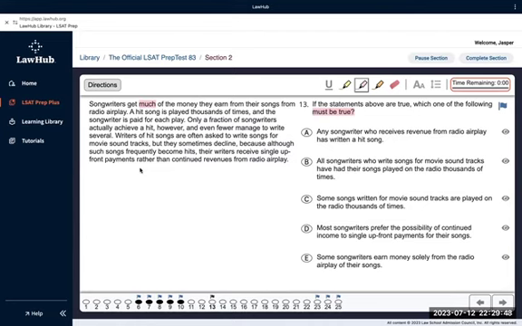A hit song is played thousands of times, and the songwriter is paid for each play. Only a fraction of songwriters actually achieve a hit. So they're defining a hit song here, right? Let's keep that in mind. And only a fraction of songwriters actually achieve a hit, however, and even fewer manage to write several. Writers of hit songs are often asked to write songs for movie soundtracks, but they sometimes decline because although such songs frequently become hits, their writers receive single upfront payments rather than continued revenues from radio airplay. Okay, interesting.